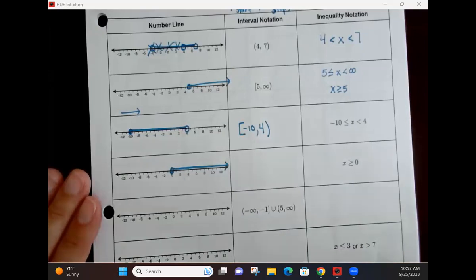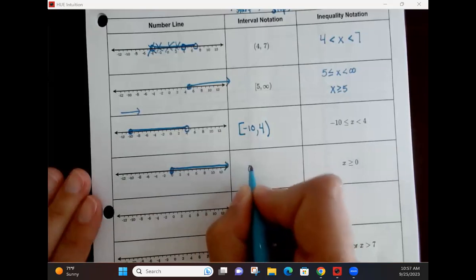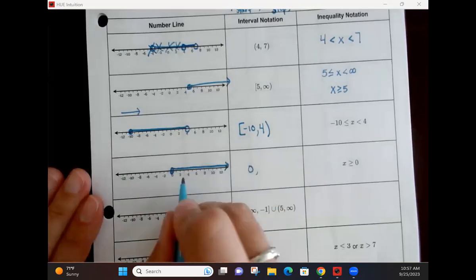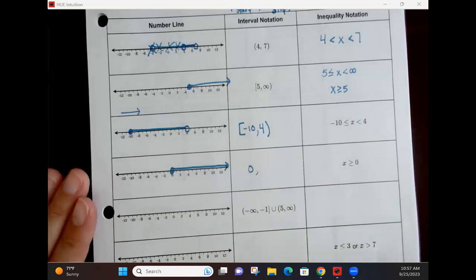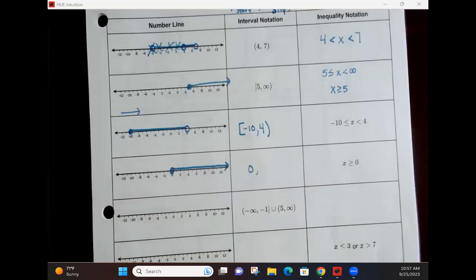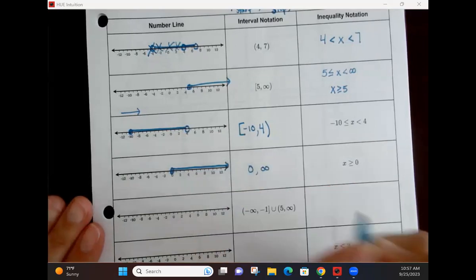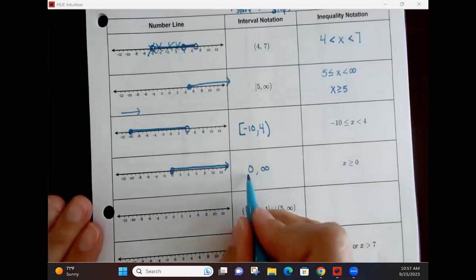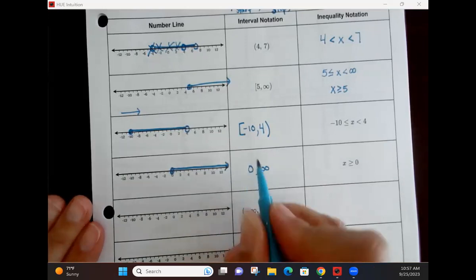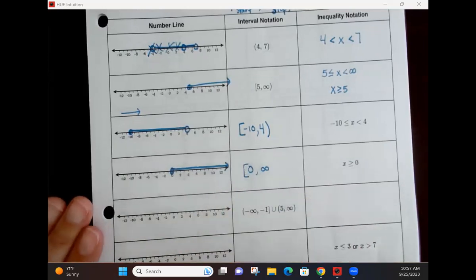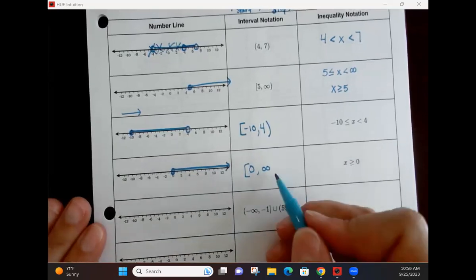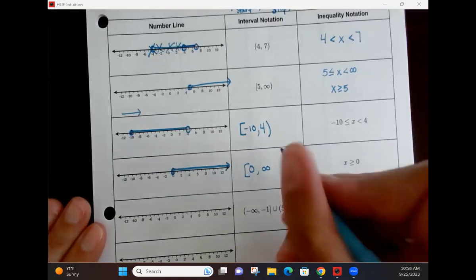In interval notation, we start at 0. And then where do I stop here? Yeah, we're going forever, right? We don't ever have an end point, so that would be to infinity. Bracket or parenthesis at 0? That would be a bracket because we include 0. And then here's the tricky one, bracket or parenthesis at infinity. Always a parenthesis at infinity, okay?